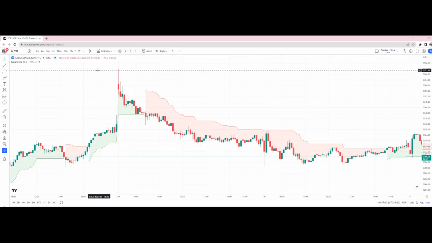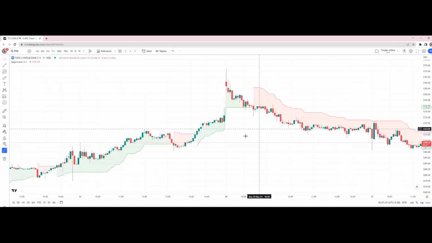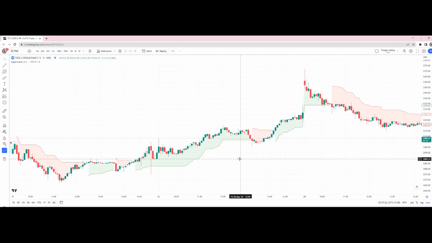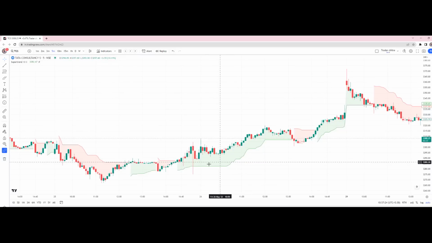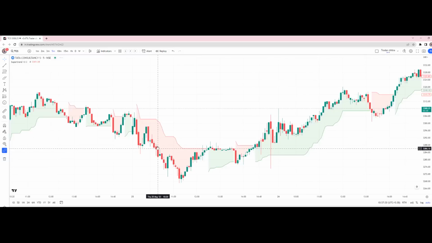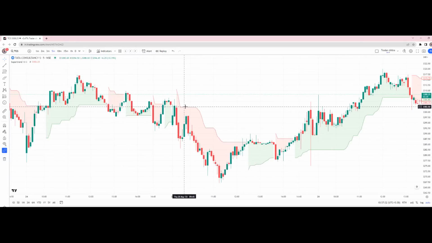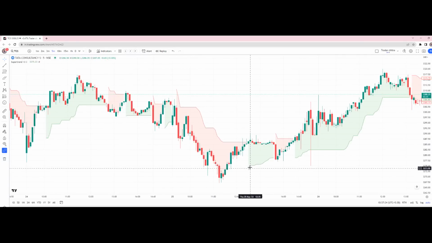So if you are using only the SuperTrend, we will not be knowing where to enter into the long and the short trade. But we know if the SuperTrend is green, we can go for long, and if the SuperTrend turns to red, we have to enter into the short trade. This line will act as the resistance zone, and the green line will act as the support if you are entering into the long trade.